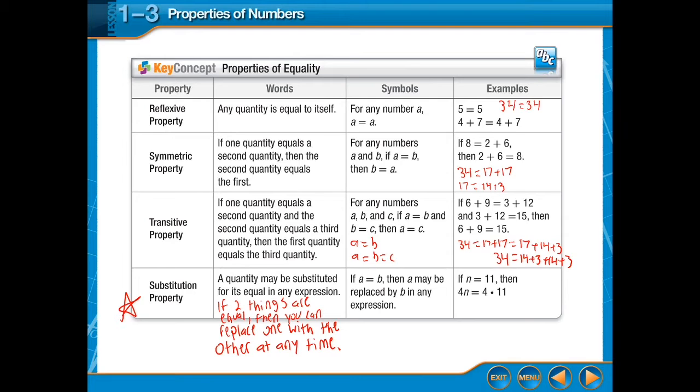The example they have is if n is equal to 11, then if you wanted to do 4 times n, that would be 4 times 11. If we gave you the number 88, that would be equal to 8 times 11. 11 is equal to n. Well, there's the number 11 right there. So we can just swap and replace. Instead of writing 11, you could write n.